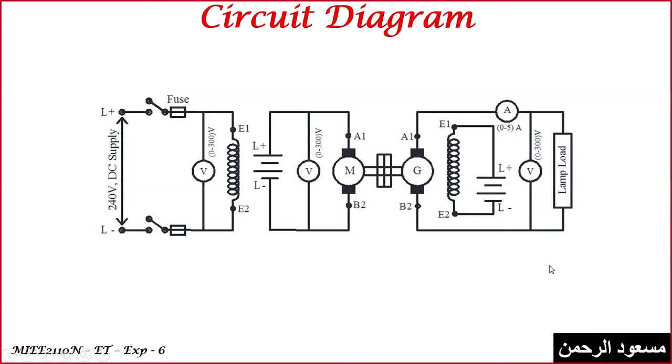Again, the generator is a machine which converts mechanical energy into electrical energy. So we need mechanical energy to rotate the generator's armature. For that we are keeping a motor, and this motor converts electrical energy to mechanical energy. The mechanical output of the motor is coupled to the generator through a mechanical coupling, so that the generator can convert the mechanical energy into electrical energy.